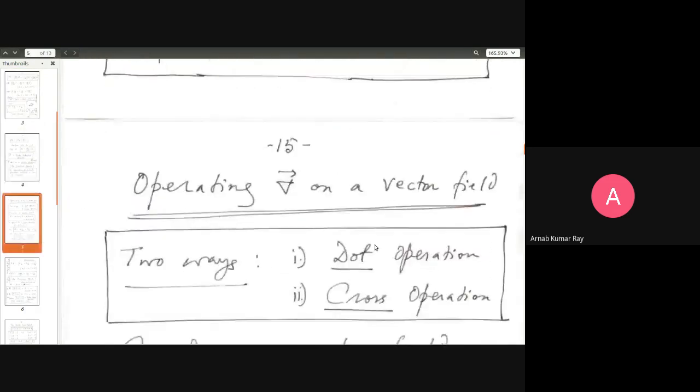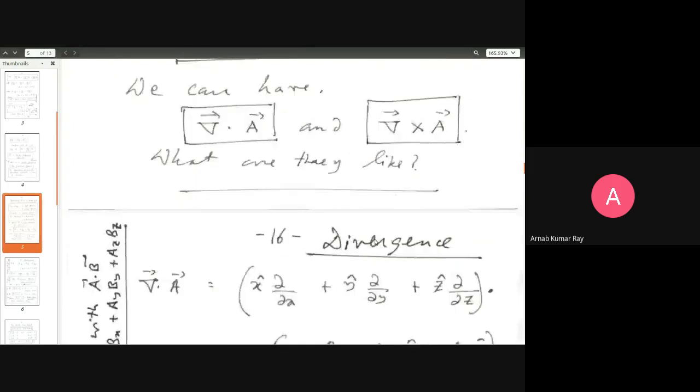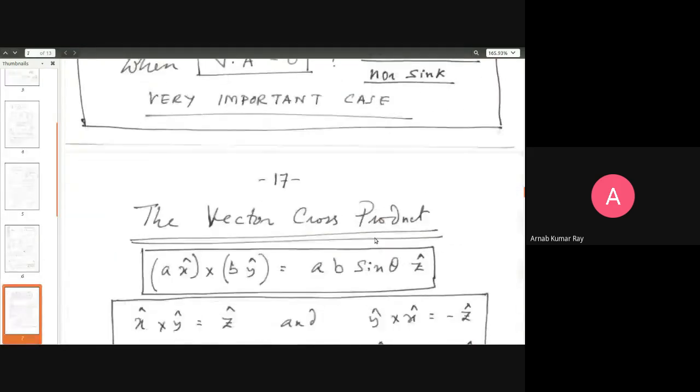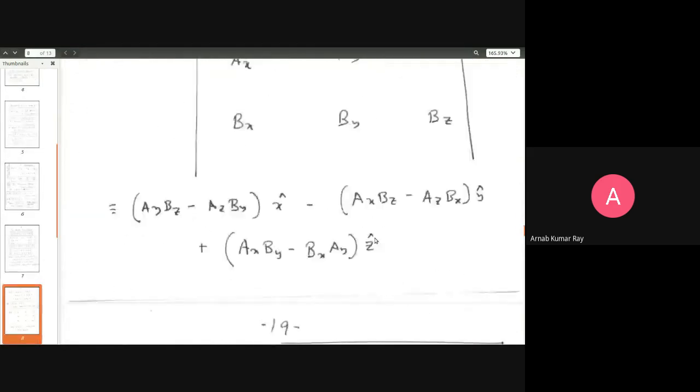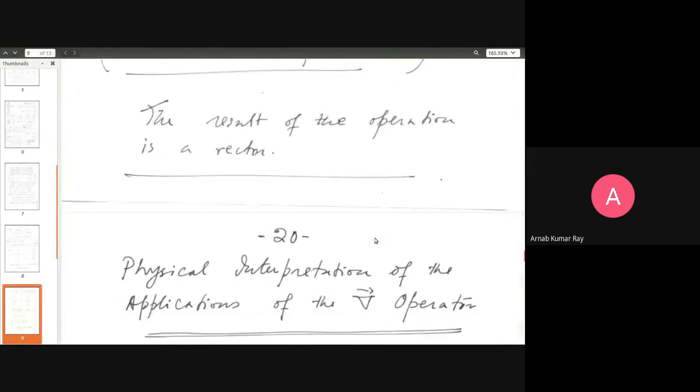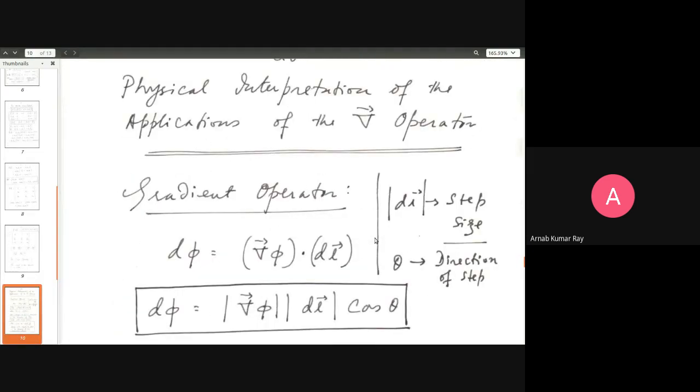So what are the things that we can do? We shall discuss those things in detail in the tutorials. Now let us look at certain implications of these three operators, or interpreting the physical meaning of these operators, because ultimately we shall do physics.